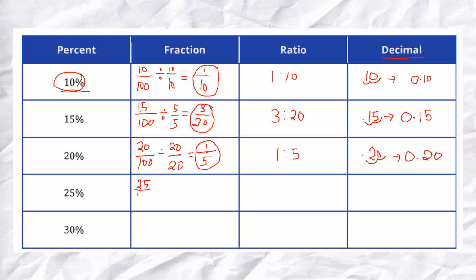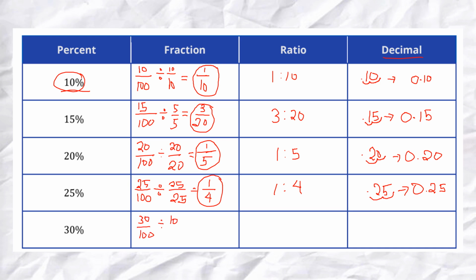Next, we have 25%. So 25 over 100. Divide by the GCF, which is 25. So 25 divided by 25 is 1. 100 divided by 25 is 4. So we have 1/4 or 1 over 4. So the ratio is 1 is to 4. For decimal, so we have 25%, move twice to the left, so 1, 2. Therefore, we have 0.25.